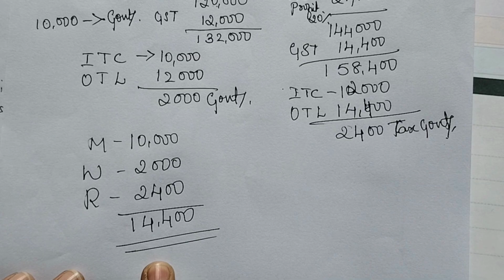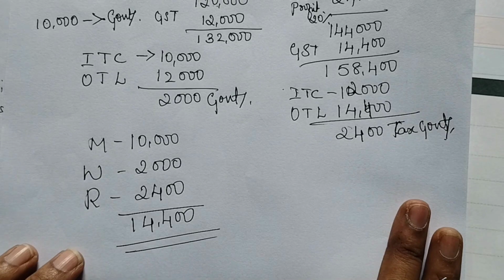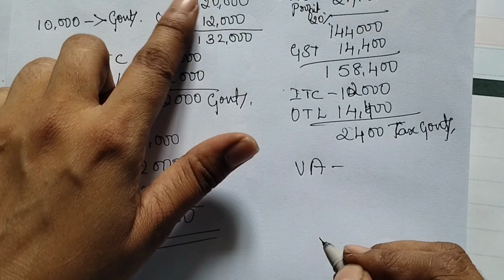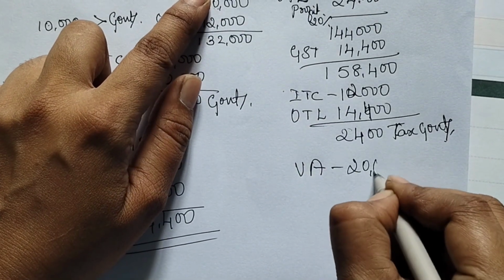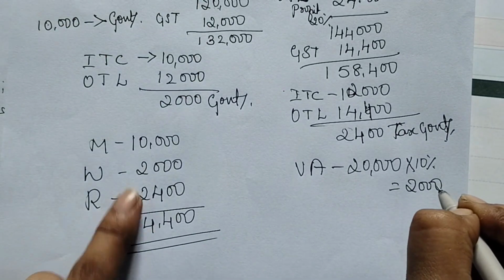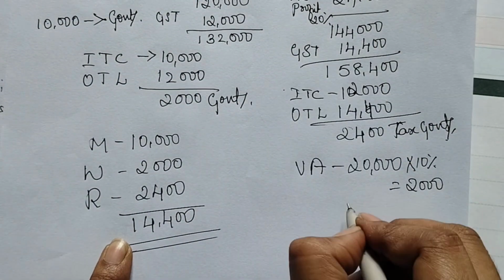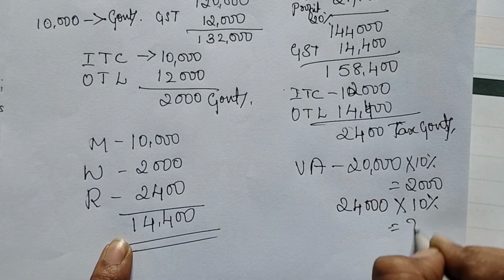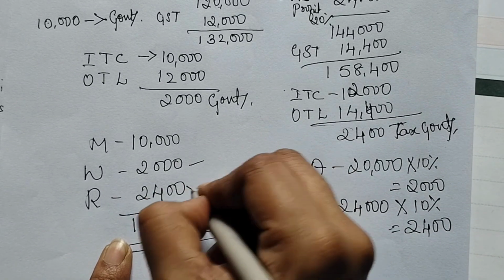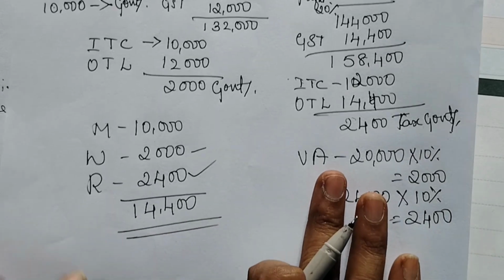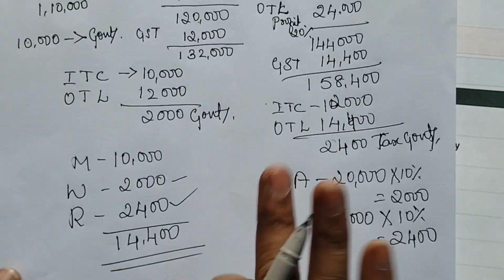If you add all the tax, whatever you paid to the government, see, the value added here is 20,000. On 20,000, 10%, if you calculate, how much tax is coming? 2,000. How much did he add here? 24,000 value added. On 24,000, 10%, you will get 2,400. Is it not a value added tax?